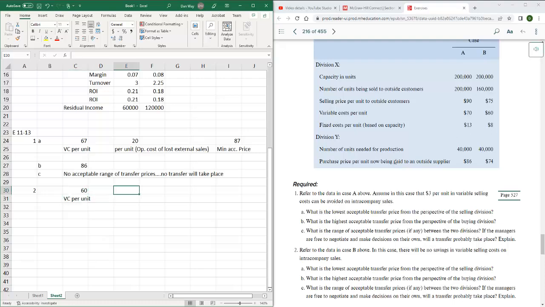Let's see what this opportunity cost is. Right now, Division X has 40,000 units of capacity. Division Y needs 40,000 units, so they wouldn't have to give up any external sales. So that cost becomes 0. So now the minimum acceptable transfer price for Division X, just to be explicit here, is 60 plus 0, or $60.